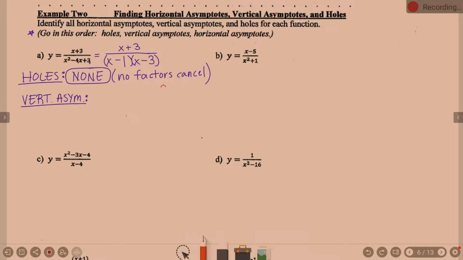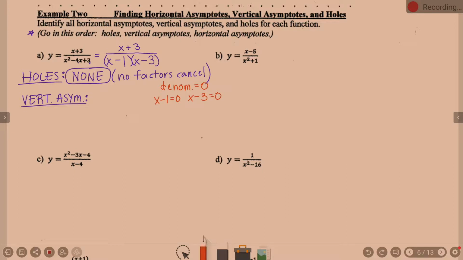Now, when we say denominator equal to 0, you could use the original denominator, but that's no fun. You already factored this, yes? This is part of the reason we already factored. Setting each factor equal to 0 is the easiest thing. So I'm going to set x minus 1 equal to 0 and x minus 3 equal to 0.